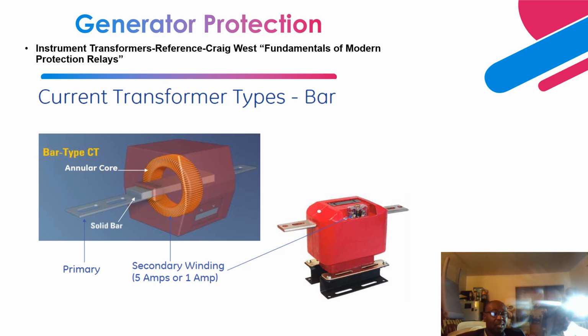This is also an example of how it looks internally. Internally, as you can see over here, this is the annular core and the secondary winding. This shows the secondary winding wound many times, and the primary conductor is what you see over here.